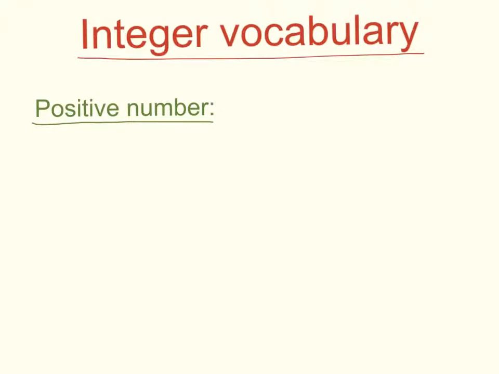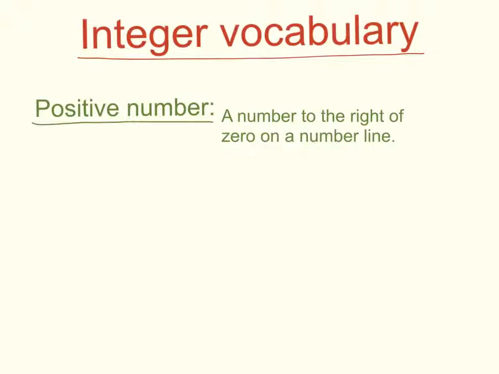The first word we need to talk about, or the first term, is what a positive number is. This should be fairly easy because we're in 7th grade. We know what positive numbers are. But the definition of a positive number is a number to the right of 0 on a number line. It can also be thought of as a number greater than 0.